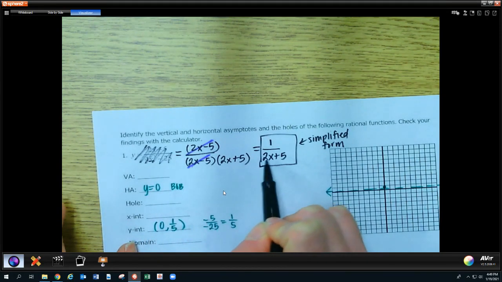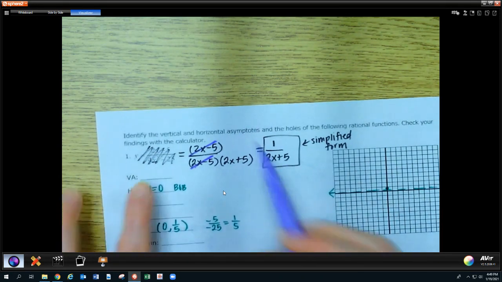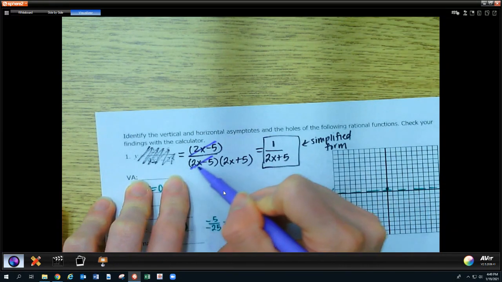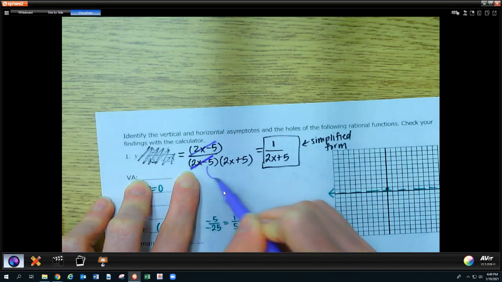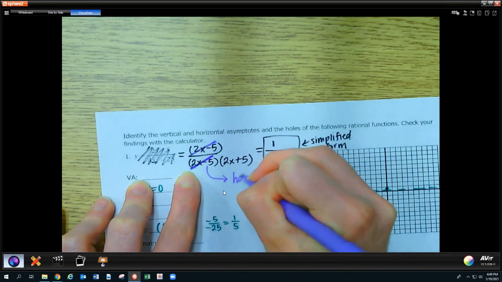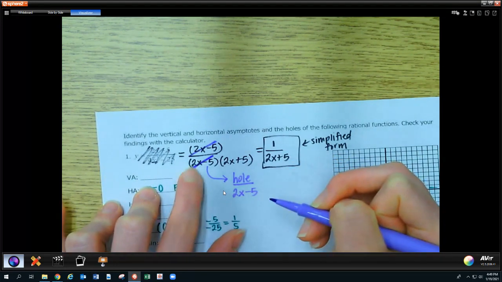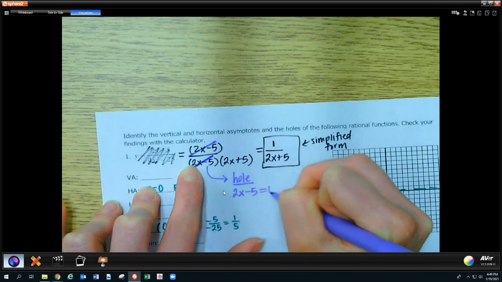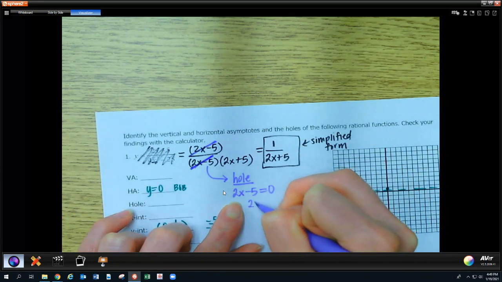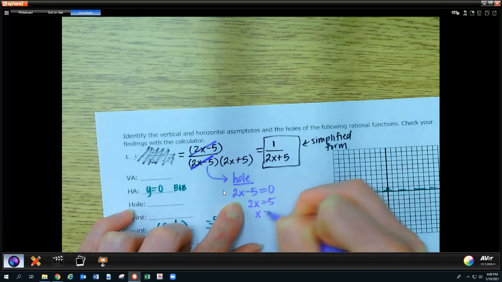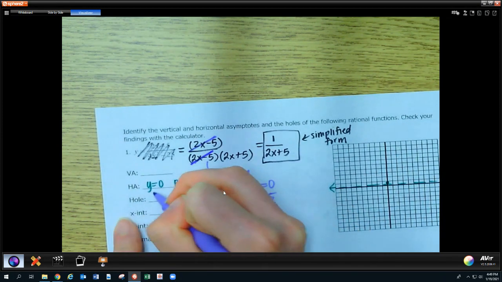You're only going to be setting this denominator equal to 0 to find your vertical asymptote. Okay, and so now that we know there's a common factor, take the factor that you crossed off. Okay, as soon as you cross it off, find the x-coordinate of the hole by setting that exact factor, the one you crossed off, equal to 0. Don't set the remaining one equal to 0. Okay, so add 5 to both sides, divide by 2. And so that is the x-coordinate of the hole.